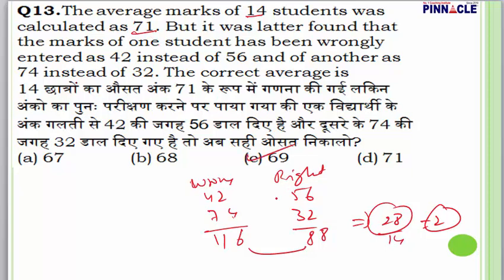Answer is C. What we have done in this question is that 71 is the earlier average, plus or minus the difference of right and wrong. Here we find that it was earlier counted more, it should have been less, so it should be minus, and the difference here is 28 divided by 14. It means the average should be 2 less, so the answer is 69. C should be the answer.